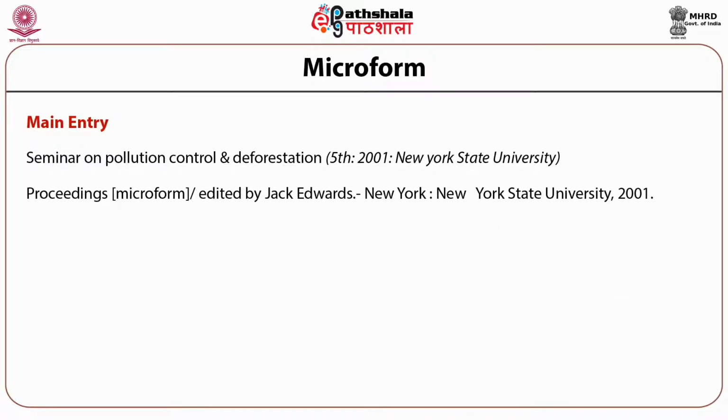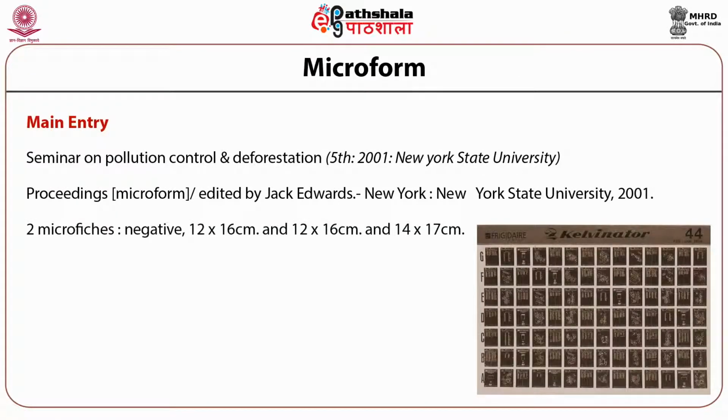Then I have given the physical description. What is the physical description? 2 microfiches. It is written negative. So, I have given colon negative. Then the size, give a semicolon, 12 into 16 cm, and another is 14 into 17 cm. Then you prepare added entry under Edwards, Jack, and another supplementary entry under the name of the title.